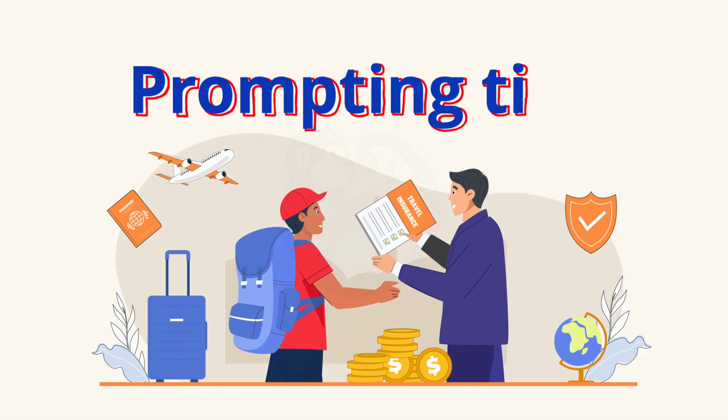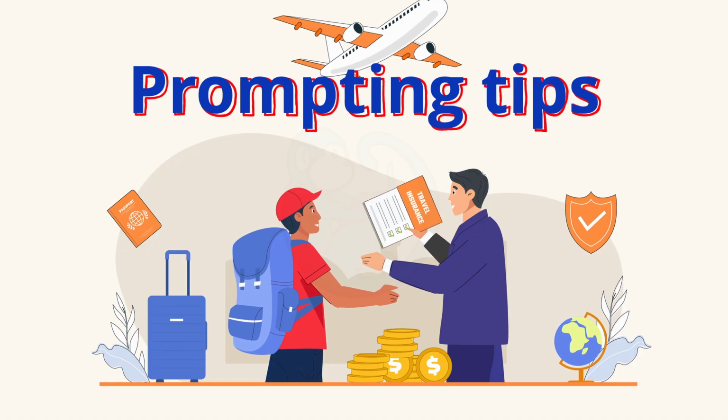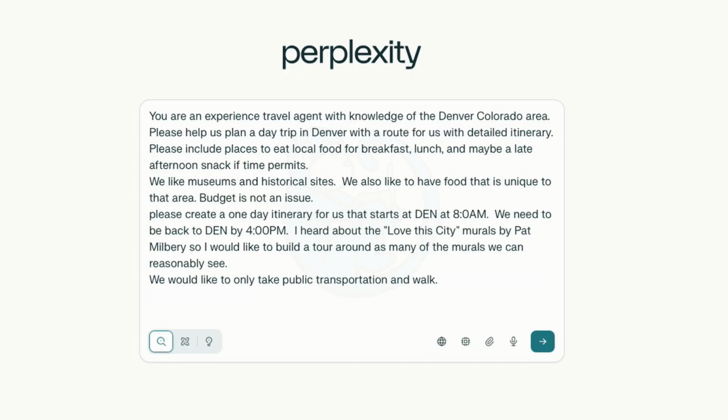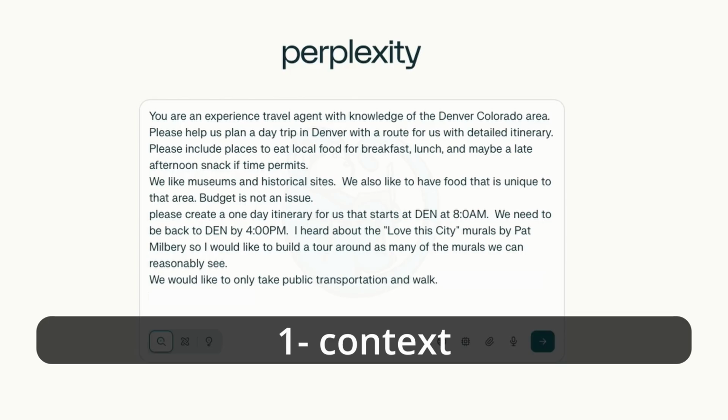So here are some basic tips as to how to work with the AI prompts to give you the best result to help you plan your trips. Let's continue with my Denver day trip as an example. So the first thing you need to do is provide some context, right? You want to prime the AI bot with what you expect from it.